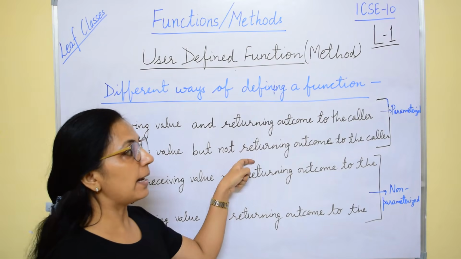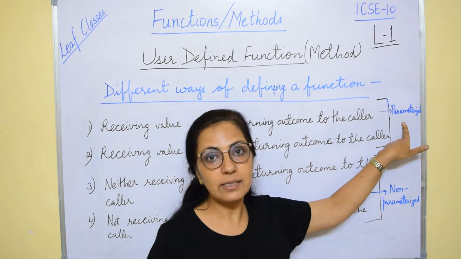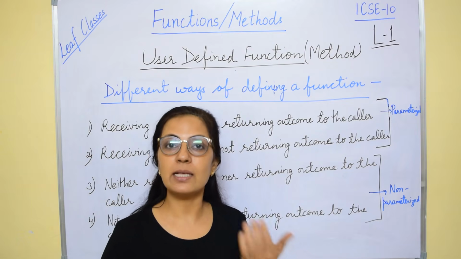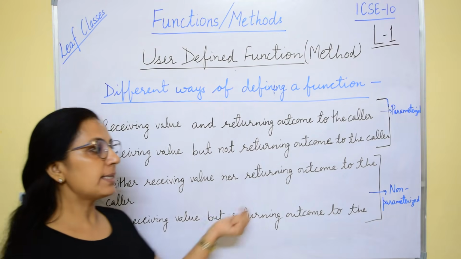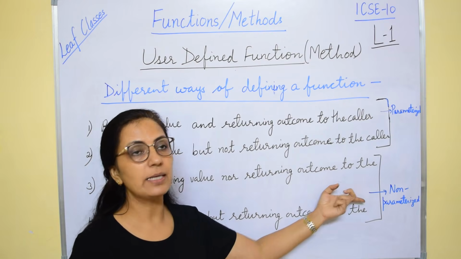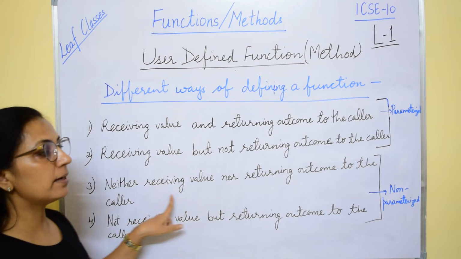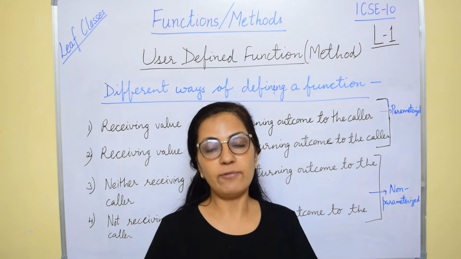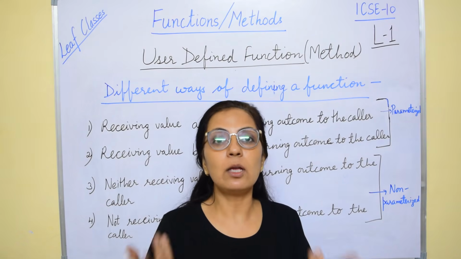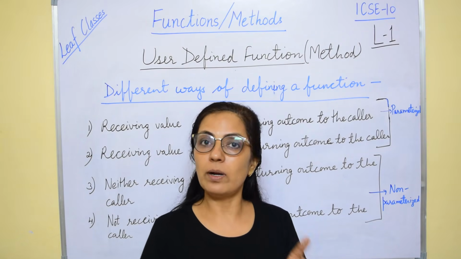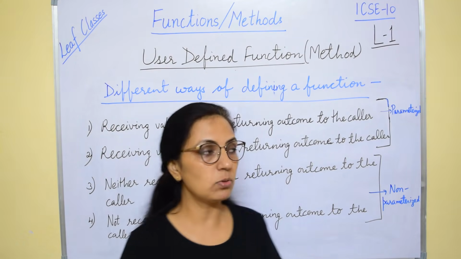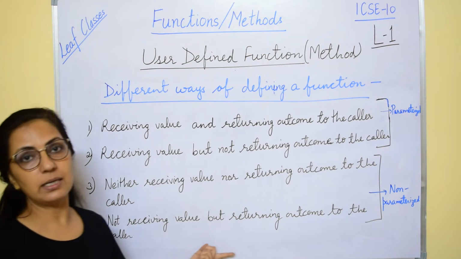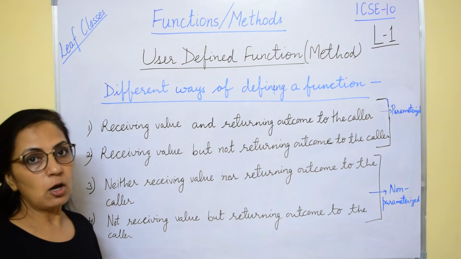So these two are categorized under parameterized functions. Parameterized means where the parameters are there, it expects some parameters. And then the second category is non-parameterized functions. In this we are neither receiving a value nor returning outcome to the caller function. Caller function से ना ही ये कोई value ले रहा है और ना ही कुछ answer उसको कुछ return दे रहा है. Whatever is the function body, that is executed. And the second is not receiving any values but it is returning some value to the caller function.